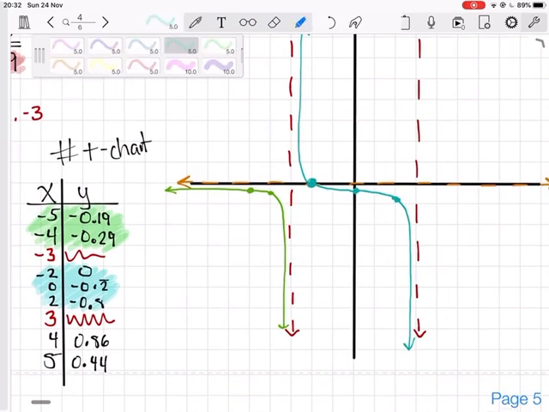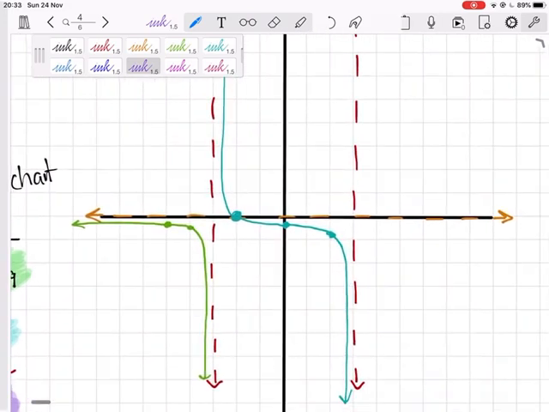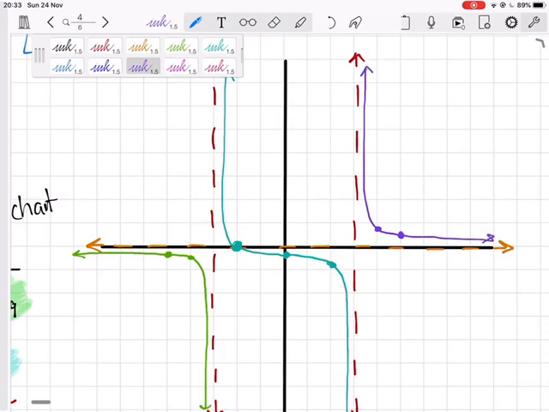And then our very last bit that we're going to graph is our right side of our last asymptote. So I'm at +4, and then almost at +1, so 0.86, and then at +5, we're about 0.44, and so I know we're kind of coming from above and going down lower. And you can plug in more if you'd like.